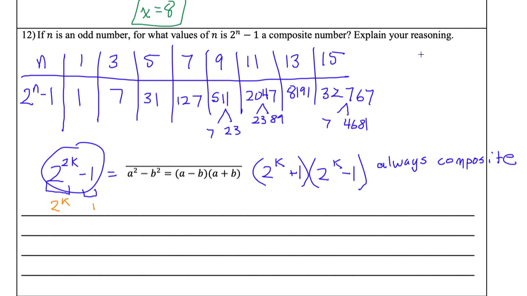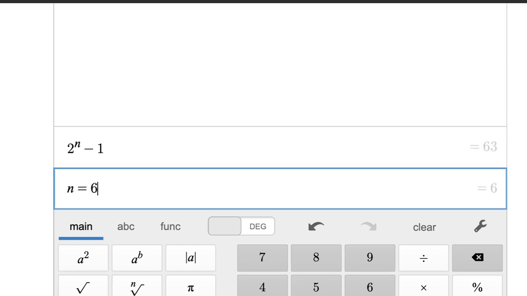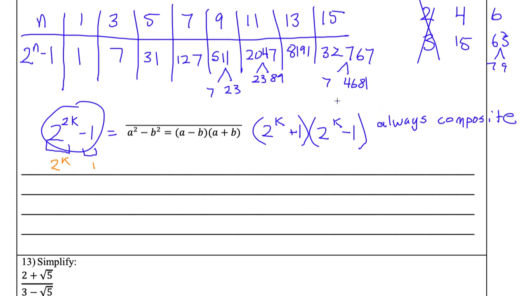So if you did it for even values, you'd have 2, 4, 6, etc., and this was 2n minus 1. So 2 to the power of 2 minus 1 is 3. So that's the only one that doesn't work, but everything else does work. So 2 to the power of 4, that's 16 minus 1 is 15. And then to the power of, I'm going to do 6. Let me just switch over here to my calculator. Power of 6, that's 63. And 63 is, again, 7 times 9. So all of these are going to work except for that base case. It's always composite except for that tiny case.